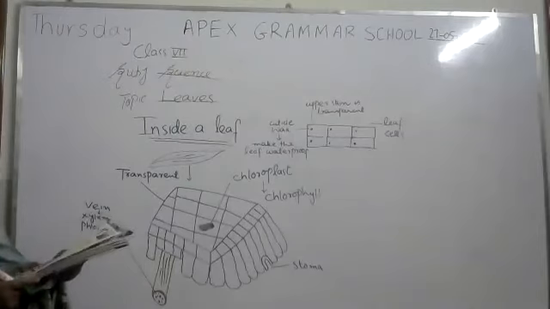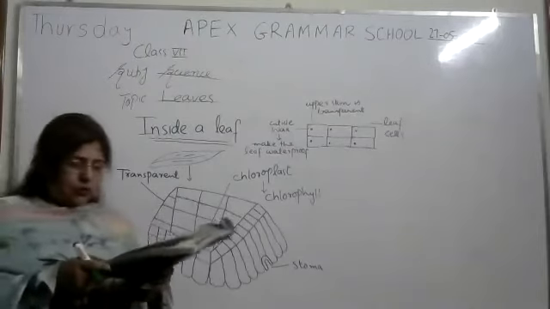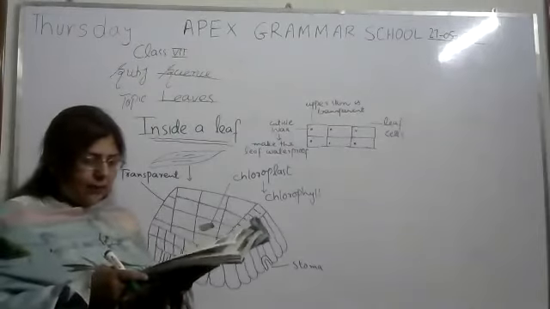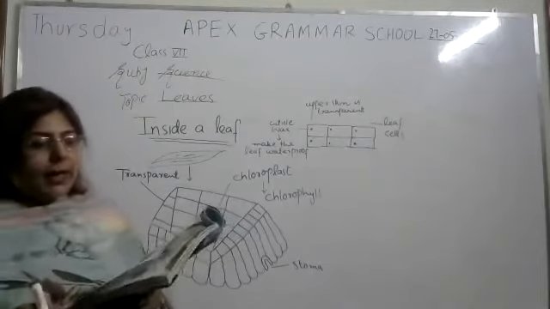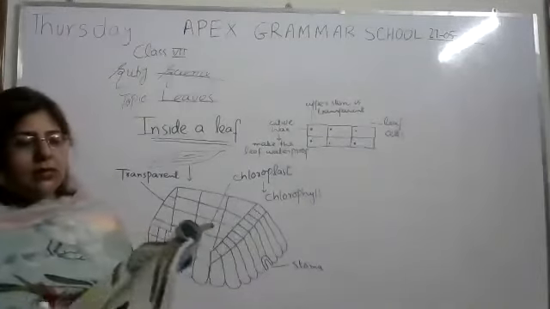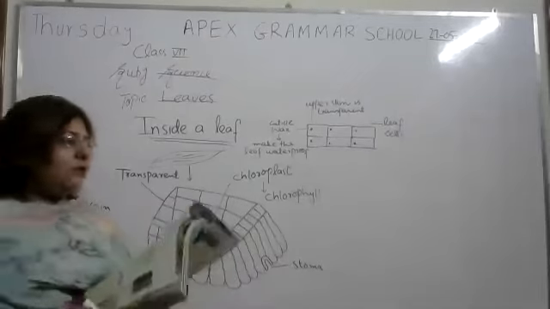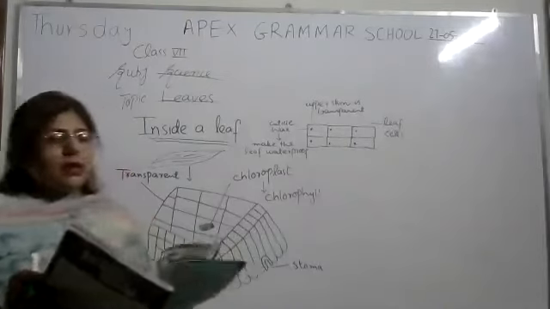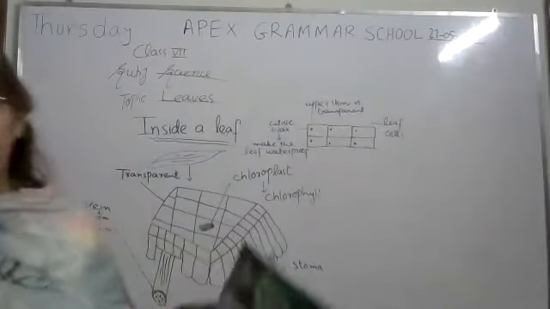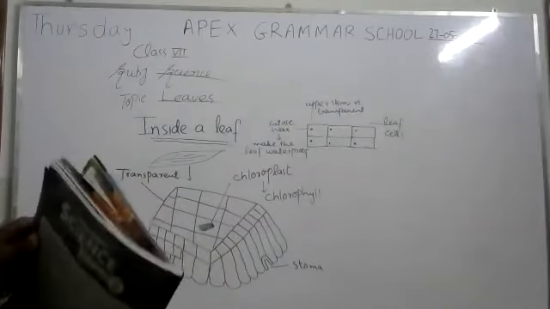I hope you understand it. Now see the fun facts. The Raphia plant has leaves up to 25 meters long and 3 meters wide. This is also an interesting piece of information. Now we will discuss page number 20, transporting food.